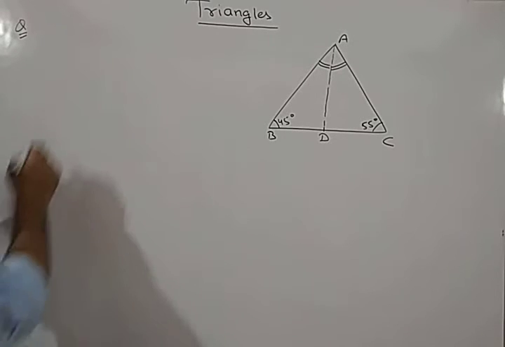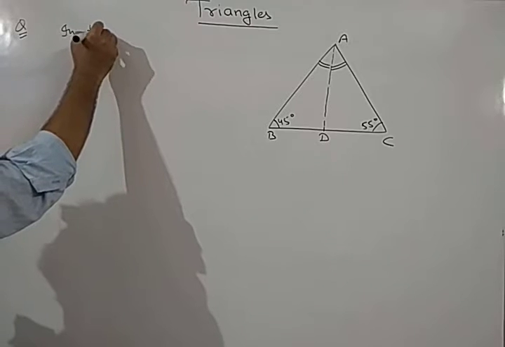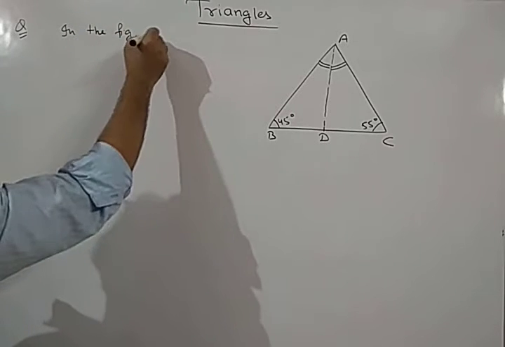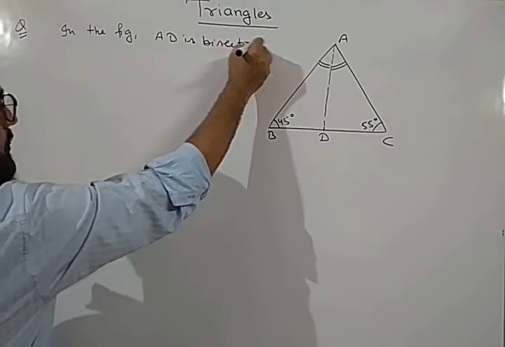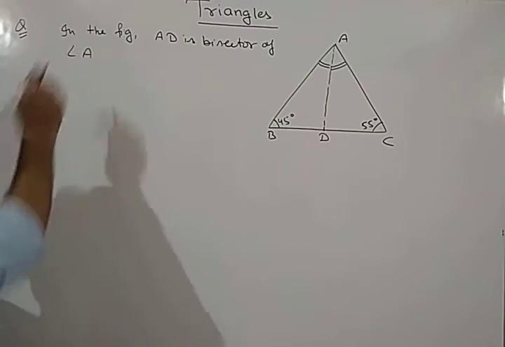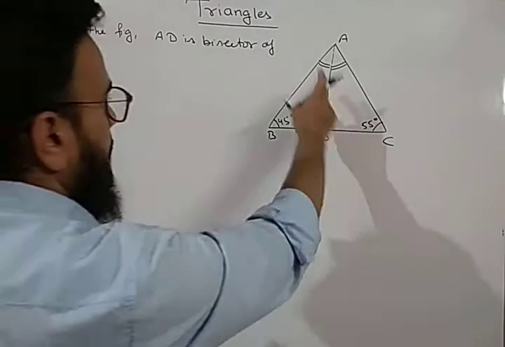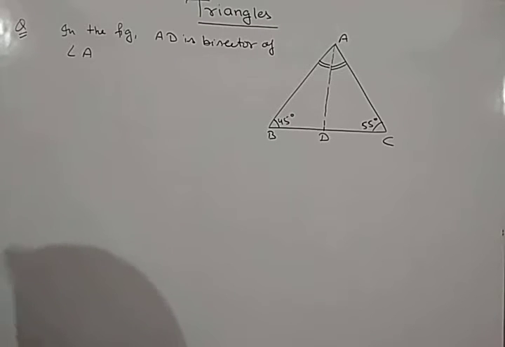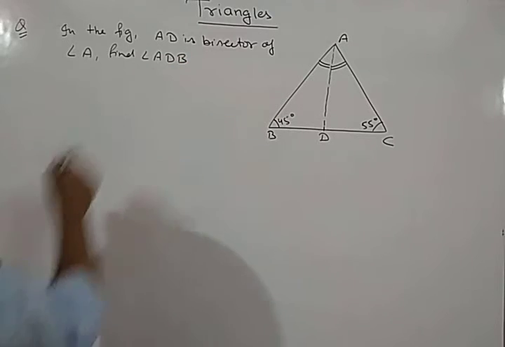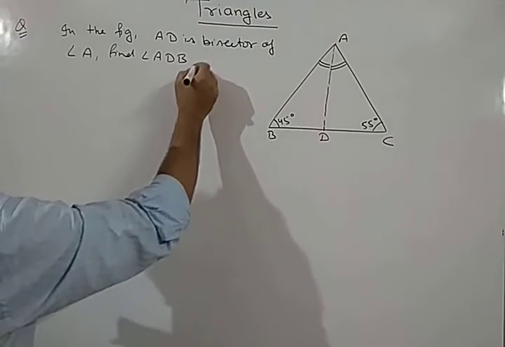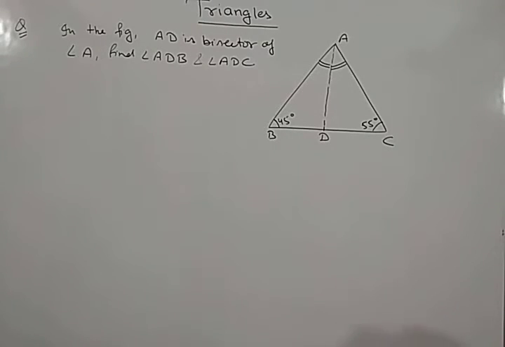So the question is, in the given figure, AD is the bisector of angle A. It is given to you. Find angle ADB and angle ADC. These two angles we have to find.